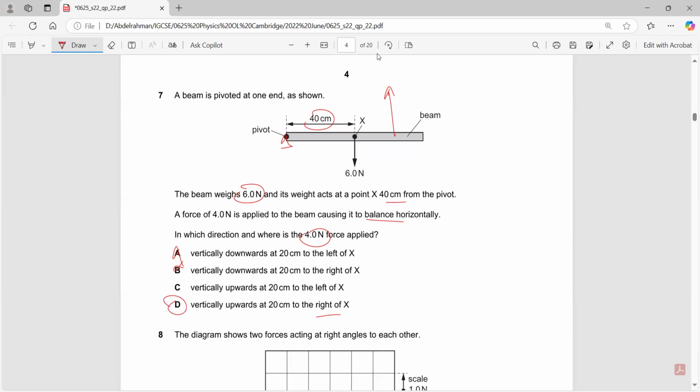If you want to calculate it, it would be 6 times 40, which would be equal to 4, which is the force, times the distance, the added distance, so you add 20: 4 times 60. So this is 240, which is equal to 240. So the beam is balanced out.